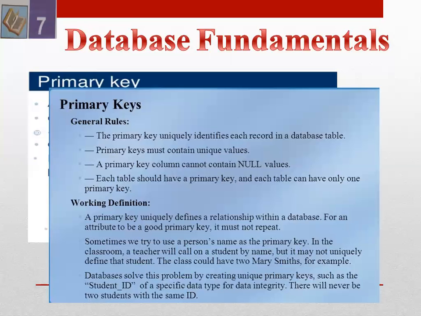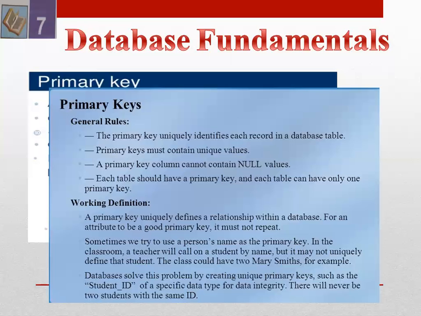So the student ID may be a student roll number or a student ID. If you want to tell apart two students with the same name, you can differentiate them with the help of the student ID. The student ID is used to differentiate, and the student ID is the primary key. So a primary key is an attribute or a set of attributes that uniquely identifies a row or a record in a relation.